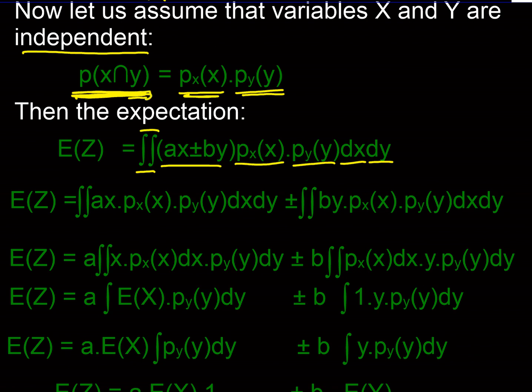Now, what we're going to do is a bit like we did with the discretes, we're going to split this up. And we can split this bracket here into two parts, and we'll get two integrals. So the first integral is going to be with our aX multiple, and our second integral is going to be with our bY multiple. And in the middle here we have our plus or minus, don't we, to tell us what we're going to do with these two integrals.